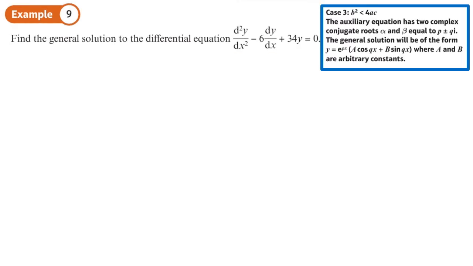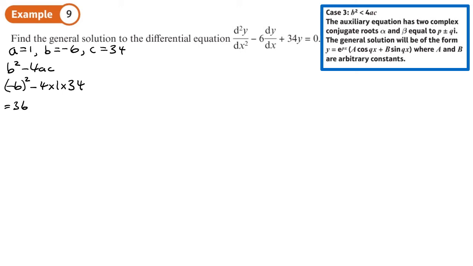Okay, here we want to find the general solution to this differential equation. So I'm going to have a equals 1, b equals -6, c equals 34. So it might be worth working out what b squared minus 4ac is, so I know the type of solution, even though it's already in the box there. So -6 squared minus 4 times a times 34. So that's going to be 36 minus, I think that's 144, 36 times by 4. Sorry, 34 times by 4. No, not 144.